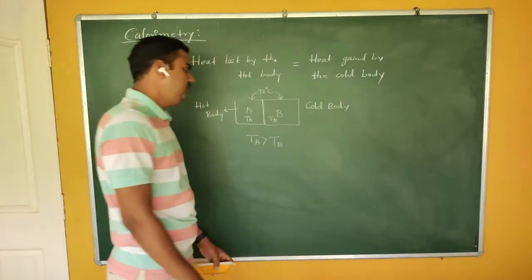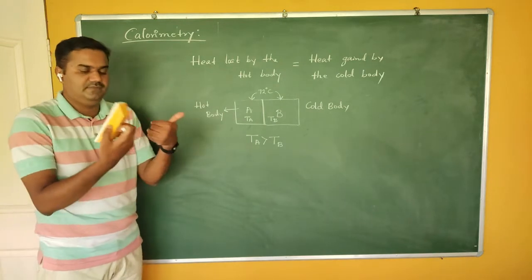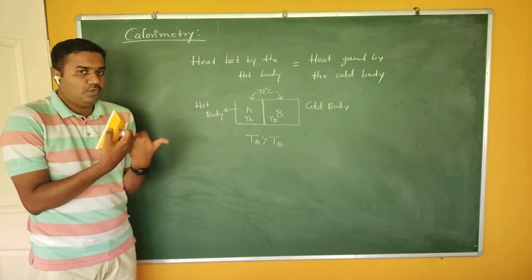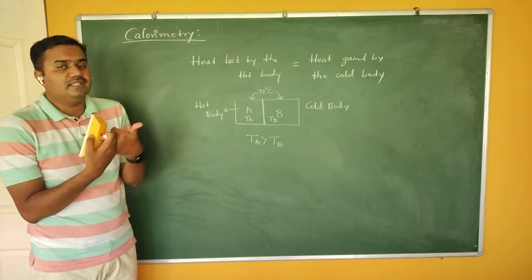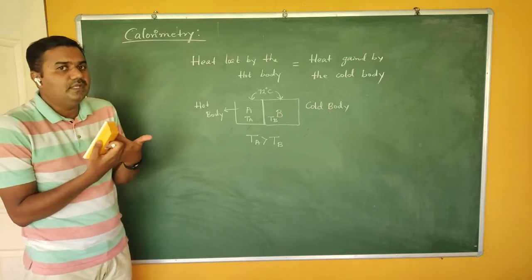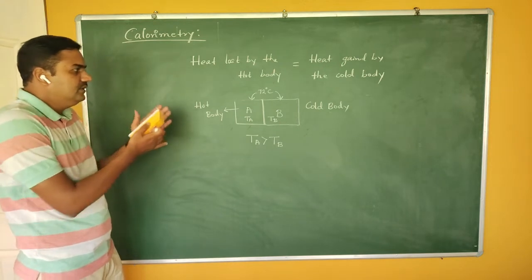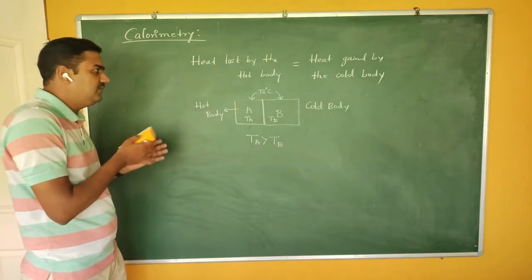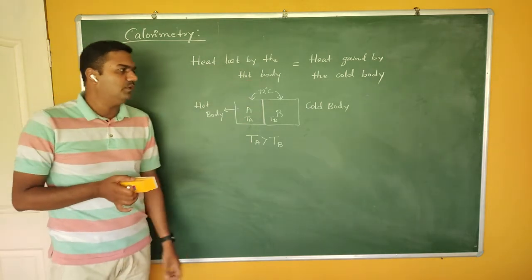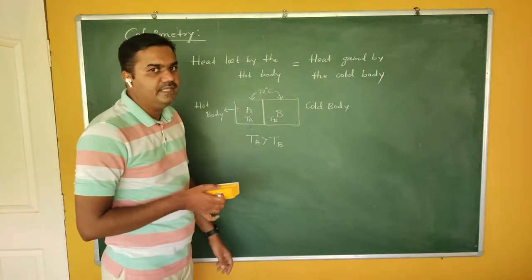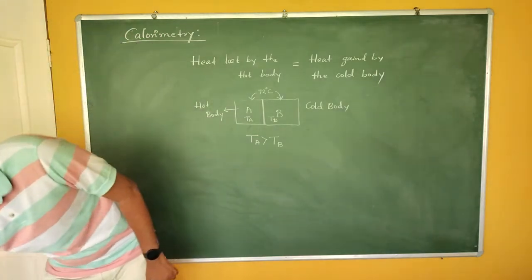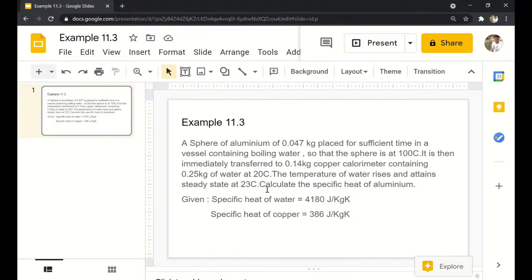Okay, so when you keep two materials having different temperatures in contact, then heat flows from hot body to cold body until their temperatures become equal. And we can say that if the system is completely isolated, if there are only two materials, then heat lost by the hot body is equal to heat gained by the cold body. Okay, so let me solve one example on it. It is example 11.3.